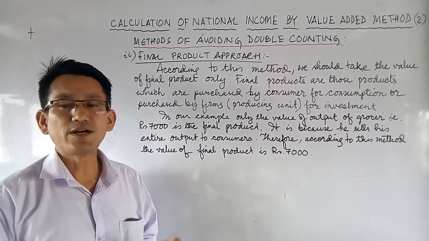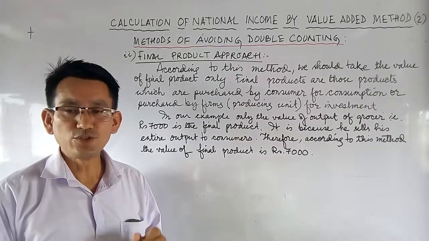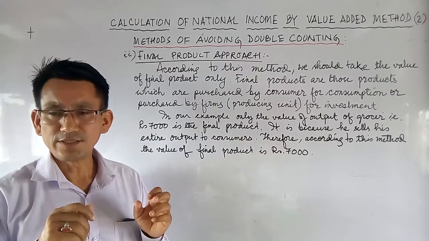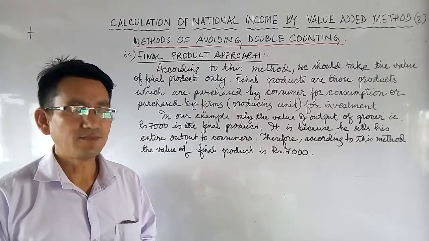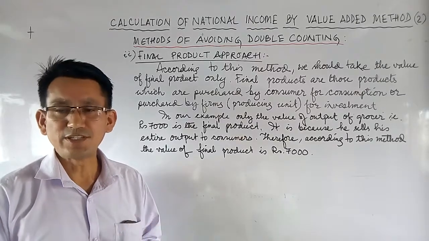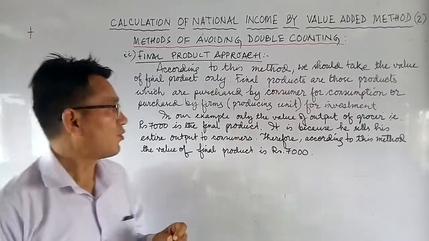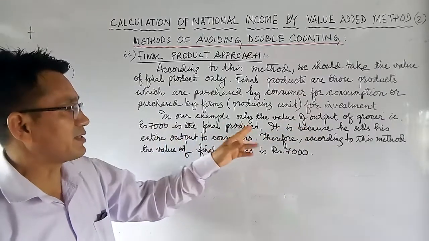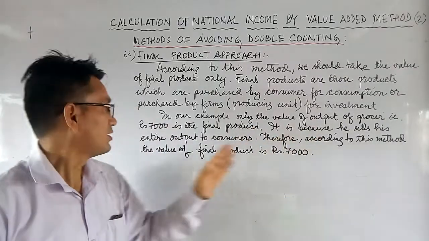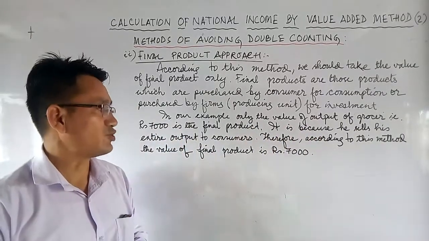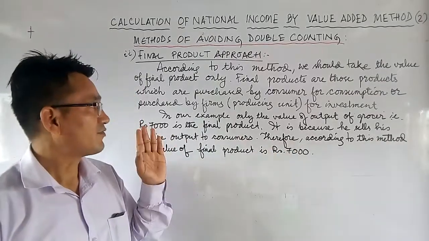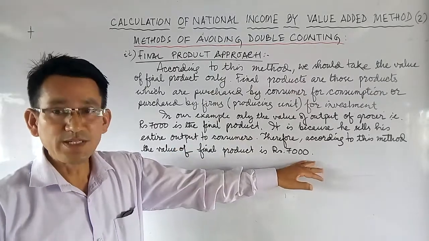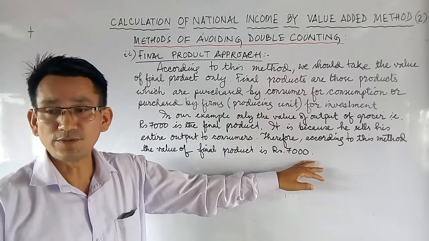Final products are those products which are purchased by consumers for consumption, or purchased by the firm, that is, for investment, maybe machinery and all. And in our example, only the value of output of the grocer, that is rupees 7,000, is taken as final product. It is because he sells his entire product to the ultimate consumer. So therefore, according to the final product approach, the value of the final product is 7,000. So in this case also there is no question of double counting.